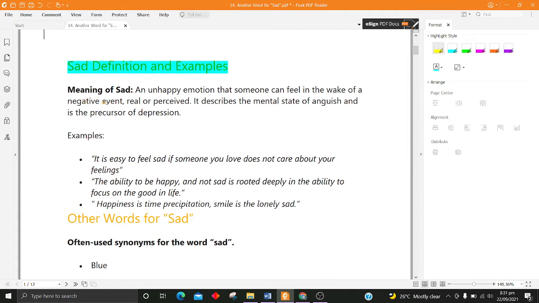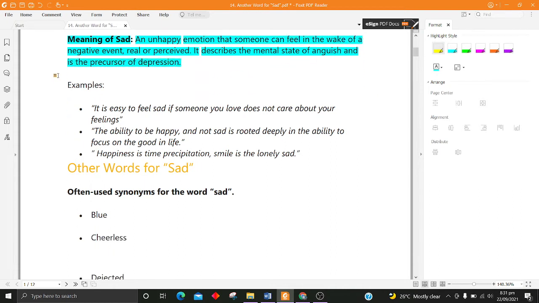Sad definition and examples. Meaning of sad: an unhappy emotion that someone can feel in the wake of a negative event, real or perceived. It describes the mental state of anguish and is the precursor of depression. Examples. It is easy to feel sad if someone you love does not care about your feelings. The ability to be happy and not sad is rooted deeply in the ability to focus on the good in life. Happiness is time precipitation, smile is the lonely sad.